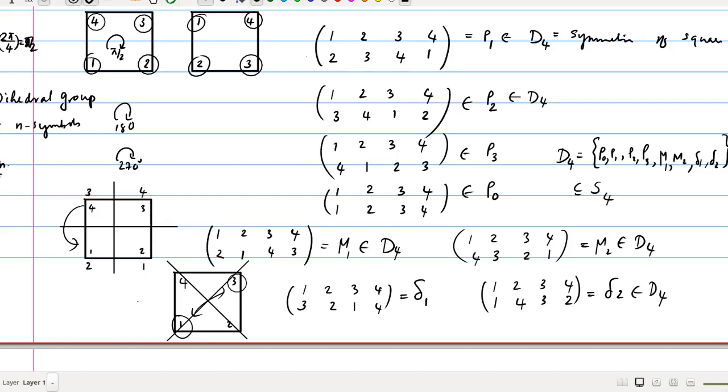In general, D3 and D4 are discussed. D3 is the same as S3, so D3 and S3 are the same groups, and D4 and S4 are different, because S4 contains 24 elements, 4 factorial elements. At the same time, D4 contains only 8 elements. So these are two important subgroups, or important groups, consisting of permutations.